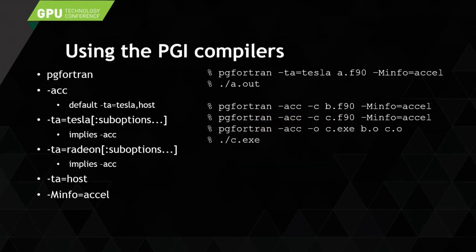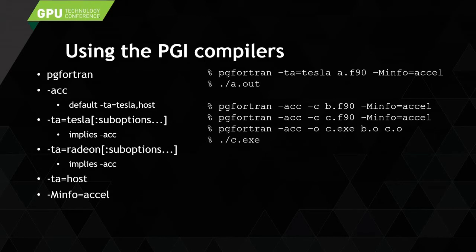All right. Using the compiler. So PG Fortran is the name of the compiler. It has some other aliases, but that's the one we'll use here. There are 3 important flags, -ACC, -TA, and -MInfo. So ACC is the analog to our MP flag. It enables OpenACC directives. TA is the analog to our TP flag. TP is target processor. TA is target accelerator.